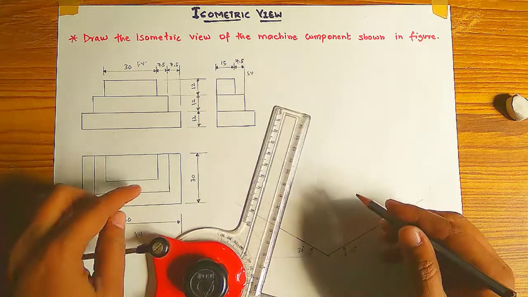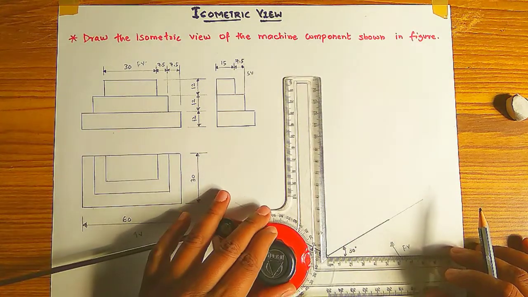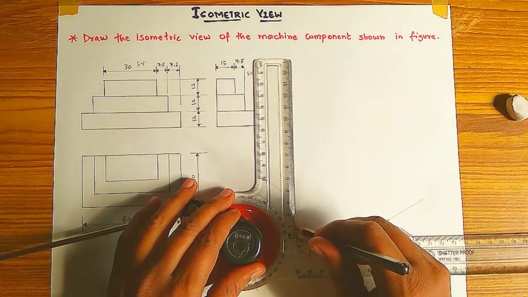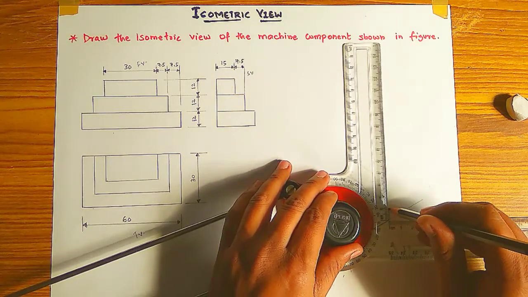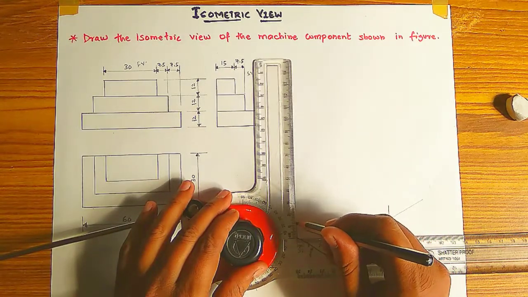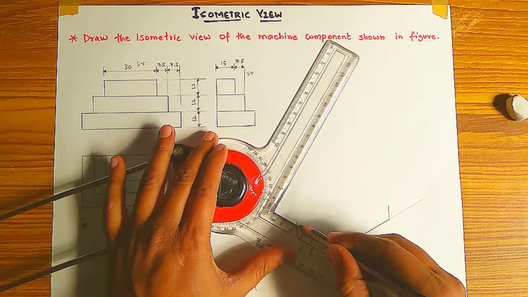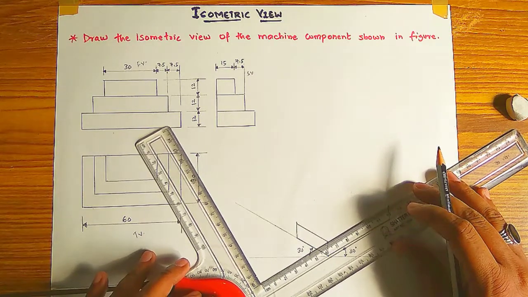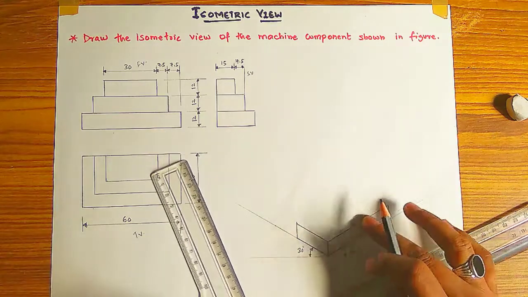Then its height is 12 mm. So we have to take the height of 12 mm straight like this, 12 mm. Then join this line. You will get a plate of 12 mm thickness, and this is 60 mm.